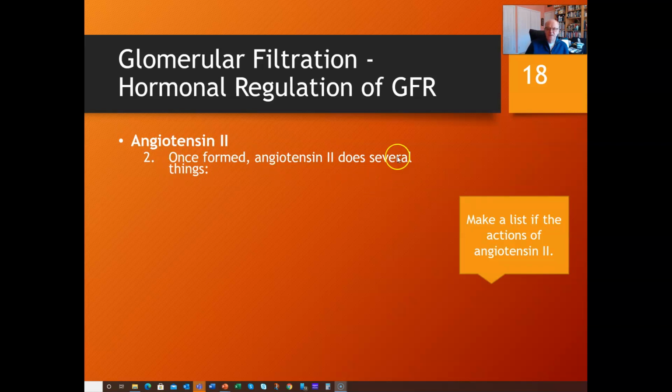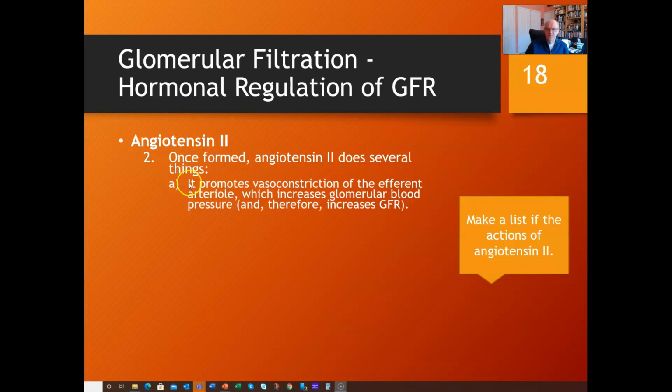Once it's formed, it does several things. It promotes vasoconstriction of the efferent arteriole. The efferent arteriole is the one that's leaving the glomerulus. And remember, we said if you constrict that, you close it up, cause a backlog of blood or a backup of blood in the glomerulus, increasing the pressure in the glomerulus, and therefore increasing the amount of filtrate being produced.